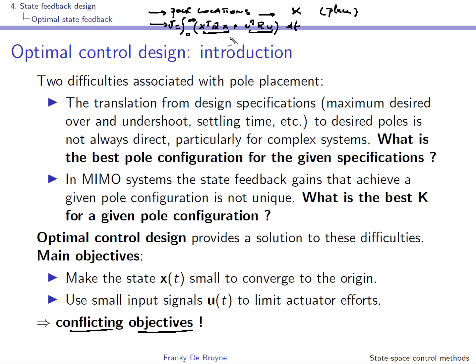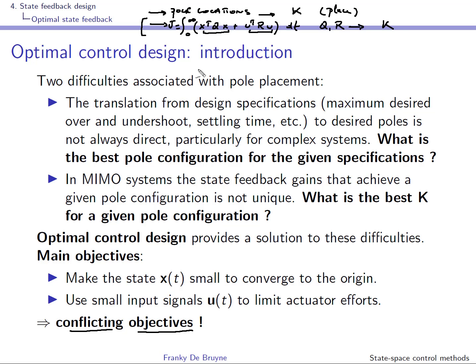But what is important is that you see here that we work not with pole locations, but with two matrices Q and R, and that given Q and R, you obtain the state feedback matrix. The reason we look for another method is that it's not always easy to translate specifications, such as overshoot, settling time, rise time, and so forth, into desired pole locations, especially for complex systems.